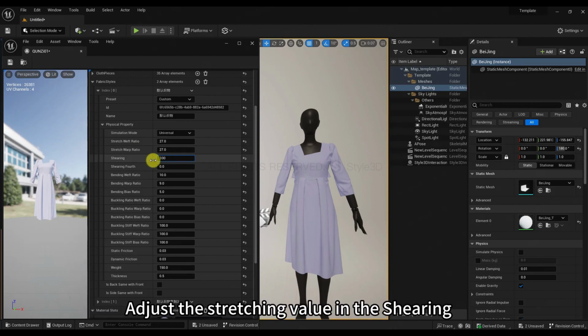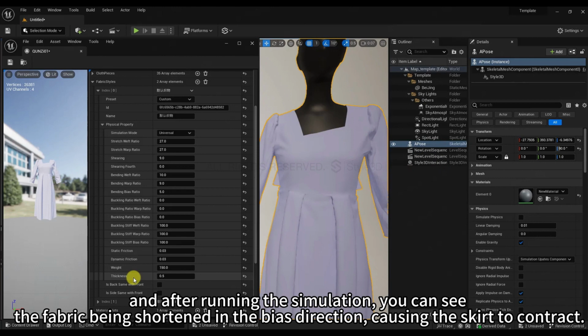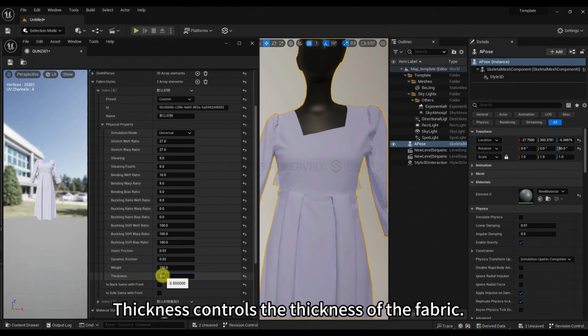Adjust the stretching value in the shearing. And after running the simulation, you can see the fabric being shortened in the bias direction, causing the skirt to contract. Thickness controls the thickness of the fabric.